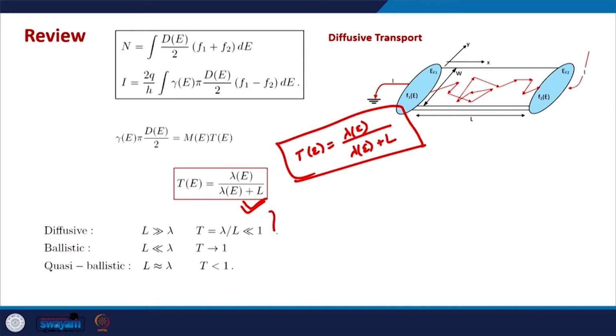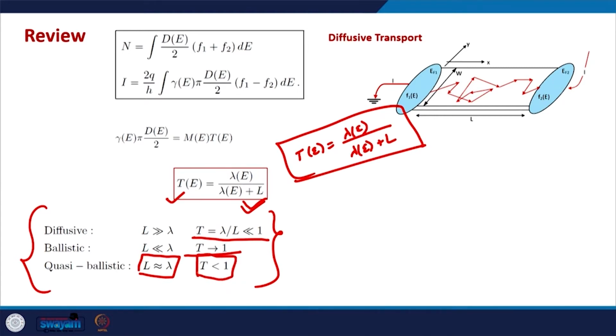And in various limits, for example, in ballistic, diffusive and quasi ballistic case, we saw what are the values of the transmission coefficient. In ballistic case, it automatically from this expression turns out to be almost equal to 1. In diffusive case, it is very much less than 1, and in quasi ballistic case, when the length of the channel is of the order of the mean free path of electrons, it is quite close to 1 but less than 1.